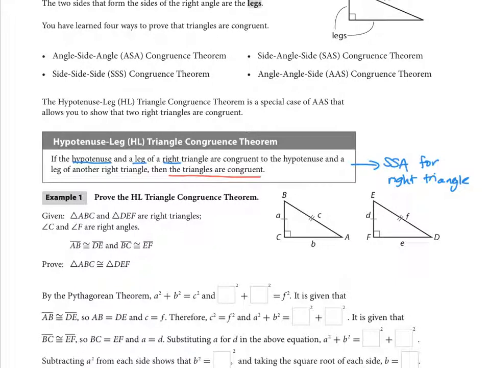So if you'd like to see that, make sure you come and see me, and then I could walk you through that. But we don't have SSA in general. That's why we call it this, HL. HL is just a reminder that it's only for right triangles. Let's go to the example at the bottom here.